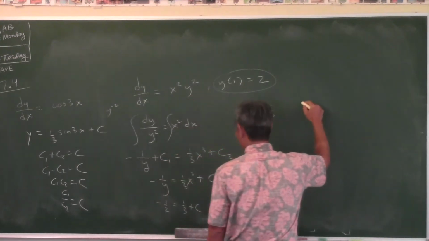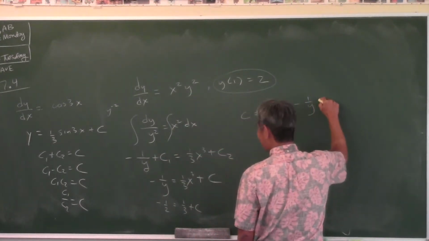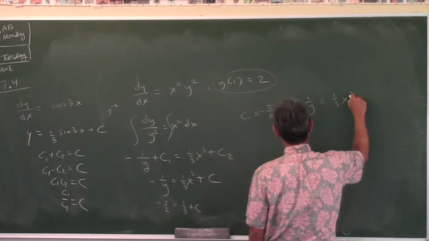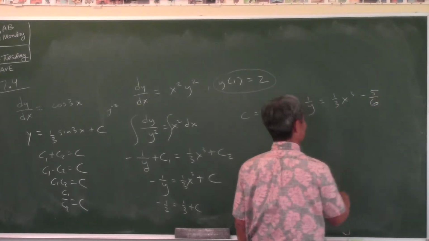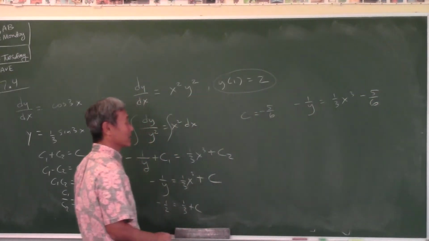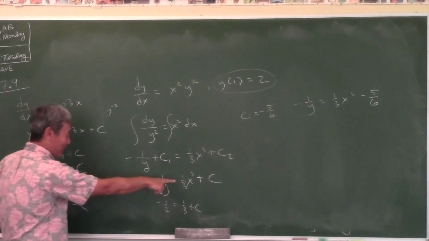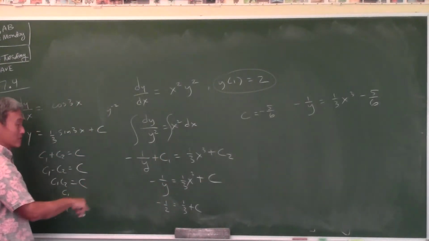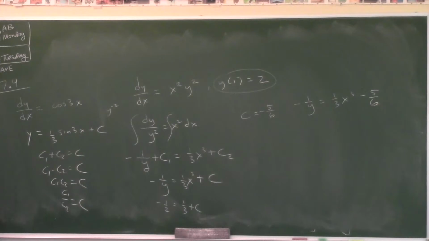Okay, so this is what we have so far. Negative 1 over y is equal to 1/3 x cubed minus 5/6. Box that, that's the answer. No, we did this, we didn't put the plus c. We figured out what it is, so no. Box that, that's the answer.